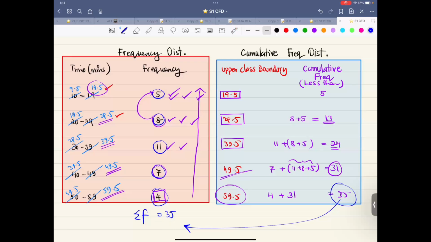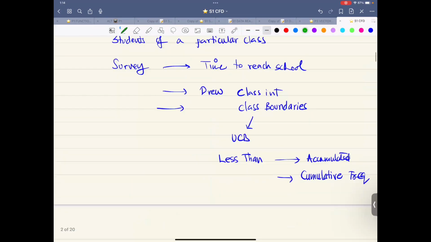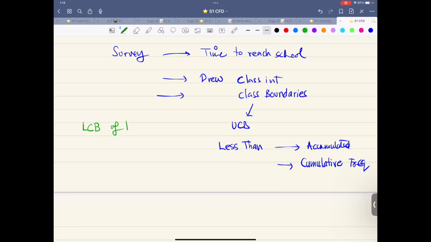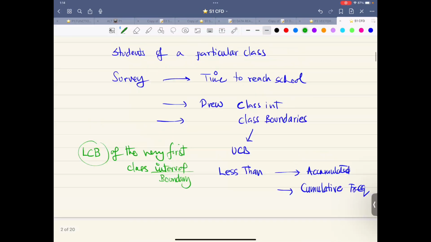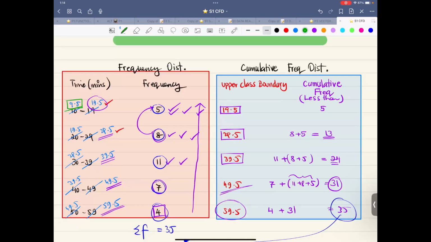Now, let's add one more thing. That is the lower class boundary of the very first class interval, or class boundary. So we are focusing on that. Now, in this case, that is 9.5. So let me write 9.5 over here. Is there any student among these who is reaching school in less than 9.5 minutes? According to the data, there is none. So now the cumulative frequency corresponding to this is 0. And this is very necessary to write.